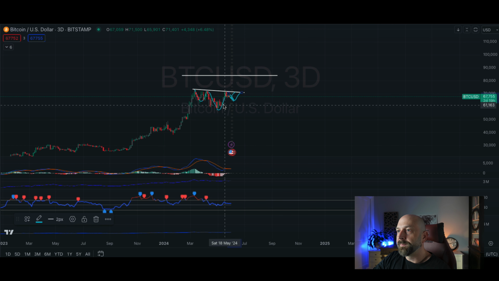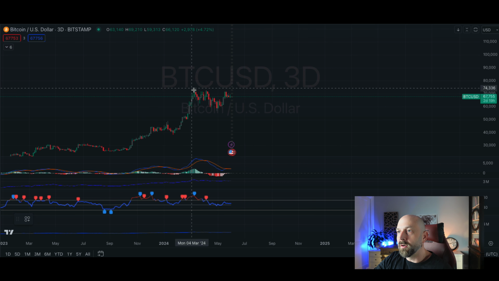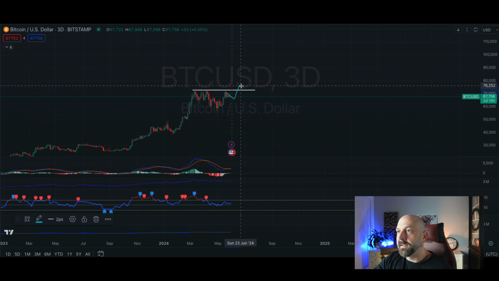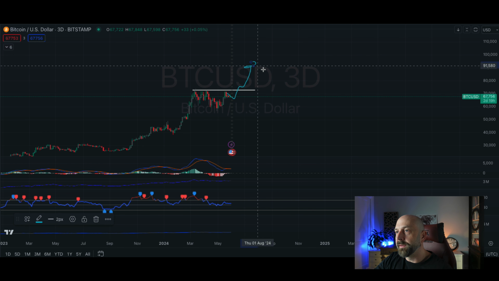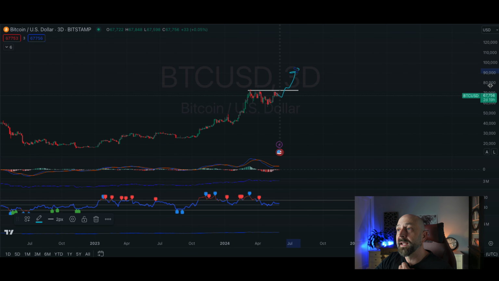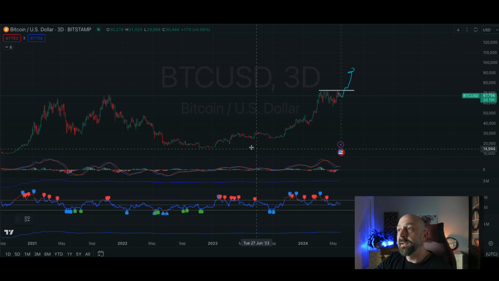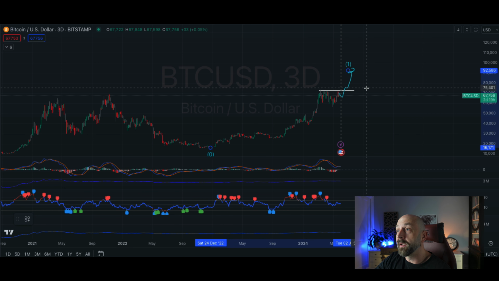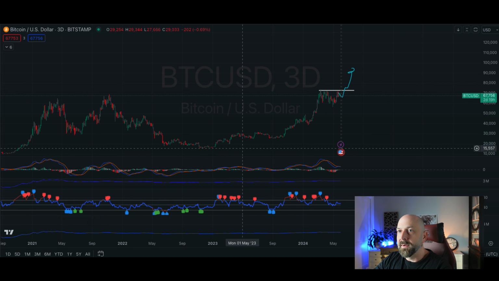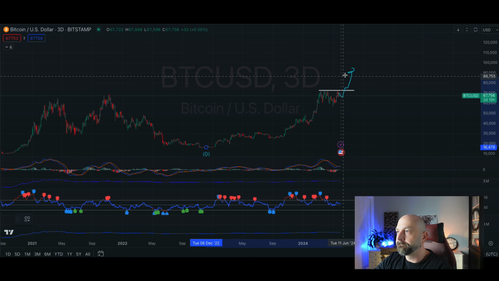And then what would happen is we sort of break above this and either retest this descending trend line, or maybe we retest this range high, and essentially we just break above, retest, and then we would see that sort of 84,000. Now this 84,000 could be the wave one of this cycle, and then we retrace back to something like 50,000 and then up like this.